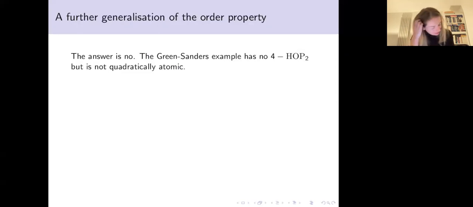The reason the answer is no goes back to the Green-Sanders example that I showed you earlier. That has no 4-HOP2, but we proved that it is not quadratically atomic. So you cannot decompose it nicely into these 0, 1 quadratic atoms. This held us up for a really long time. Now, it turns out you can still prove some strong quadratic structure properties for sets that do not have the HOP2. In fact, these decomposition properties are true for a slightly larger class of sets.